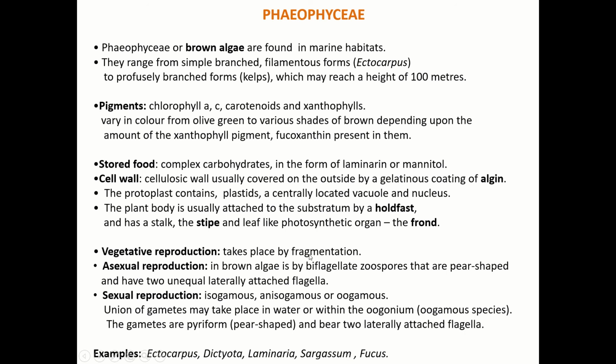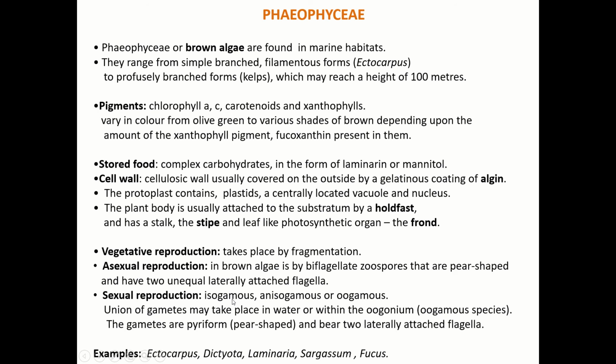Vegetative reproduction takes place by fragmentation. Asexual reproduction in brown algae is by flagellated zoospores that are pear-shaped and have two unequal laterally attached flagella. So they are biflagellated, but their flagella are unequal in length.